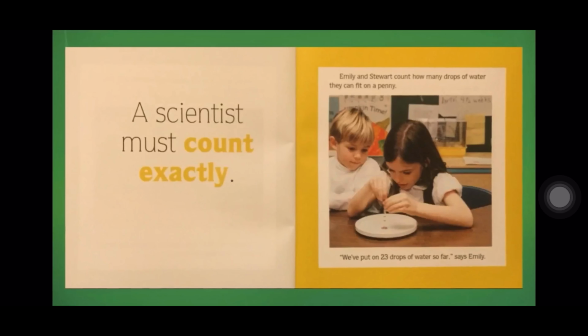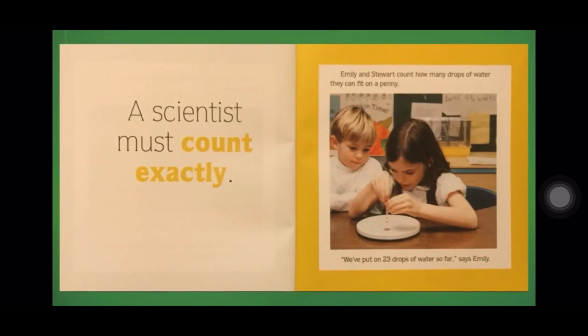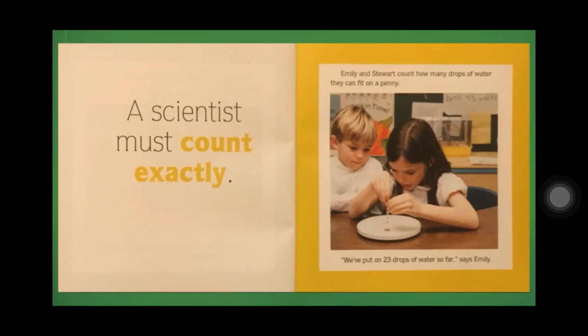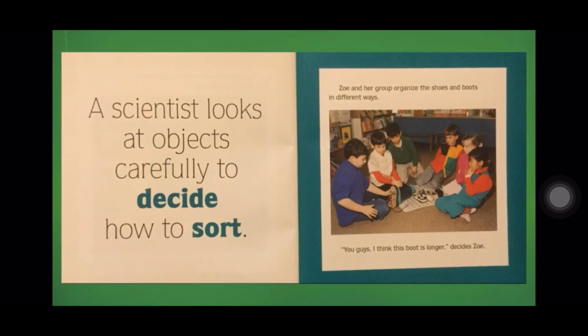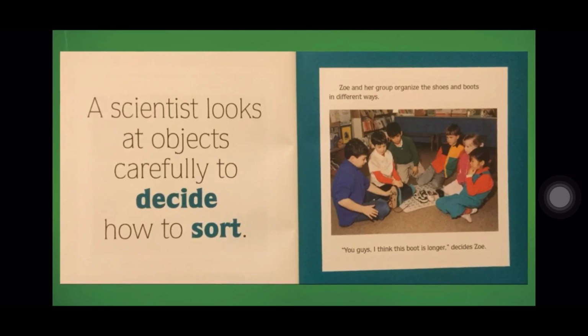A scientist must count exactly. Emily and Stuart count how many drops of water they can fit on a penny. "We've put on 23 drops of water so far," says Emily. A scientist looks at objects carefully to decide how to sort. Zoe and her group organize the shoes and boots in different ways. "You guys, I think this boot is longer," decides Zoe.